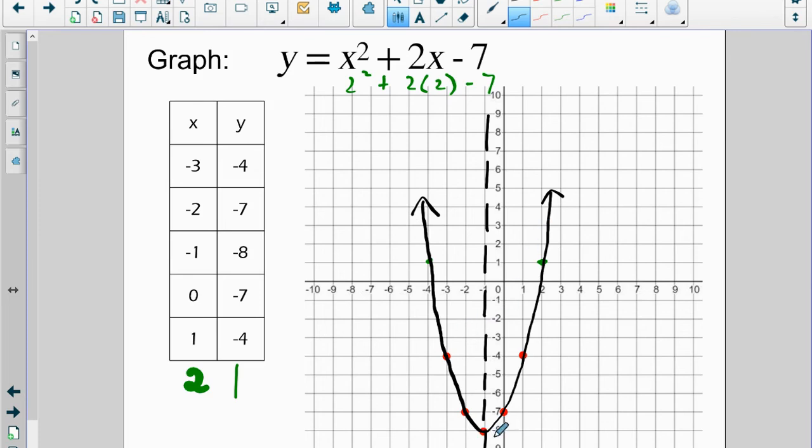I have my vertex down here at the bottom. I even see I have a y-intercept at negative 7. I see that I have a couple of x-intercepts. I can't quite tell exactly what those are. It looks like 1 point something and negative 3 point something. But definitely some of our key features. Parabola opens up, and there's a minimum value at the bottom.